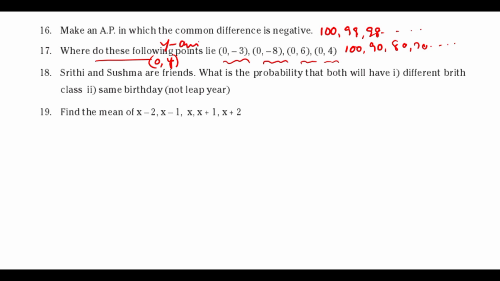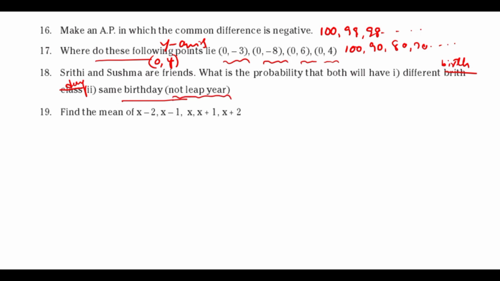Next one, Sriti and Sushma are friends. What is the probability that both will have different birthdays? Actually the question is wrong, I am just correcting it here: different birthday, not birth class, different birthday and same birthday. So 365 days. The question does not belong to a leap year.